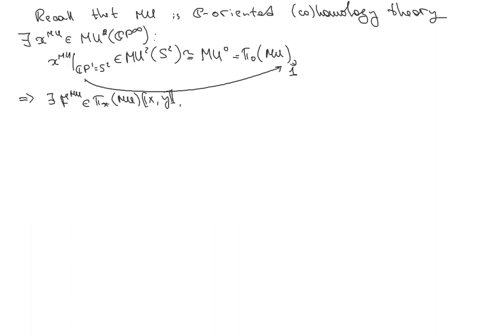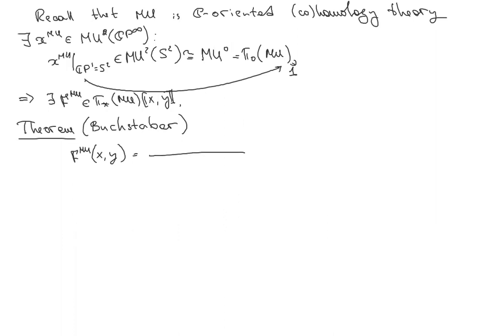And there is one more thing that I want to say. A theorem, which is due to Buchstaber, says that the formal group law of mu has the following form. This is a factor of the sum of h_ij, x^i.